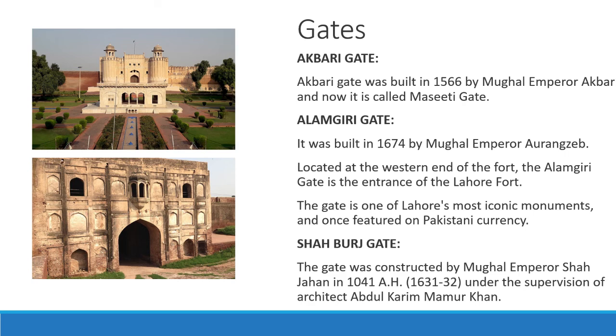The next gate is Shah Burj Gate. The gate was constructed by Mughal Emperor Shah Jahan in 1631 to 1632 under the supervision of architect Abdul Karim Mehmar Khan.